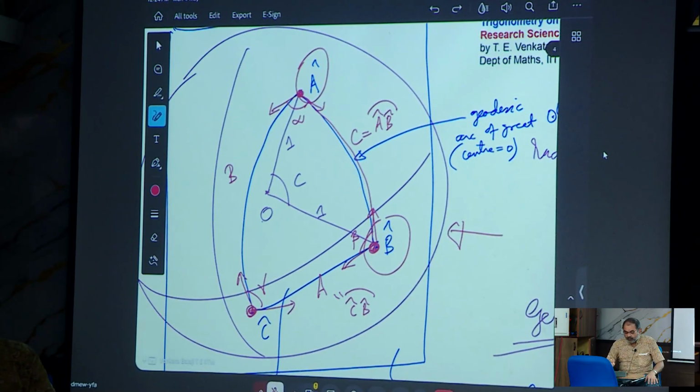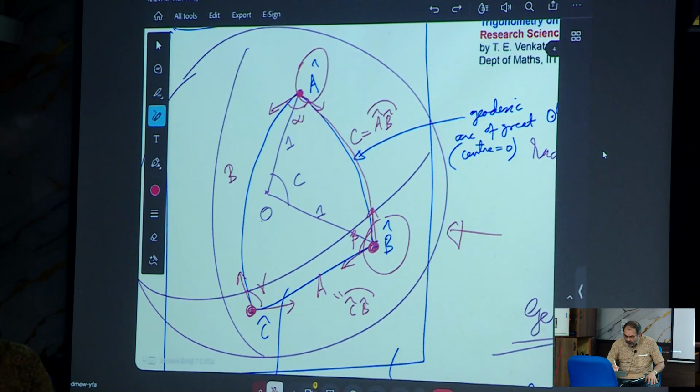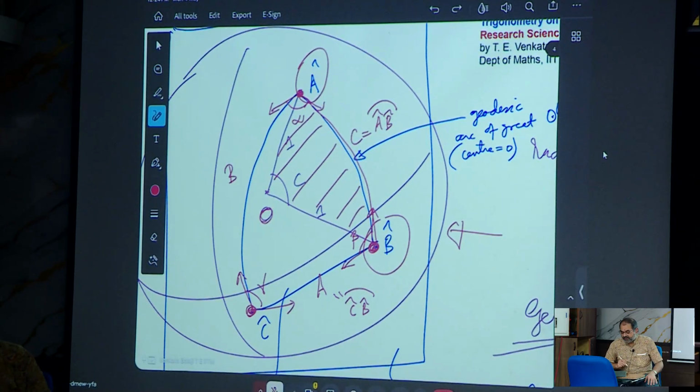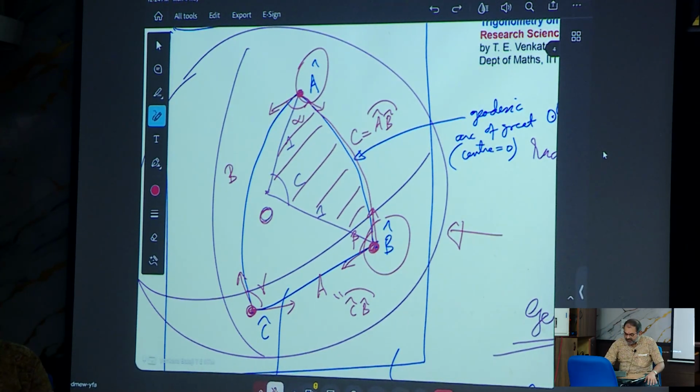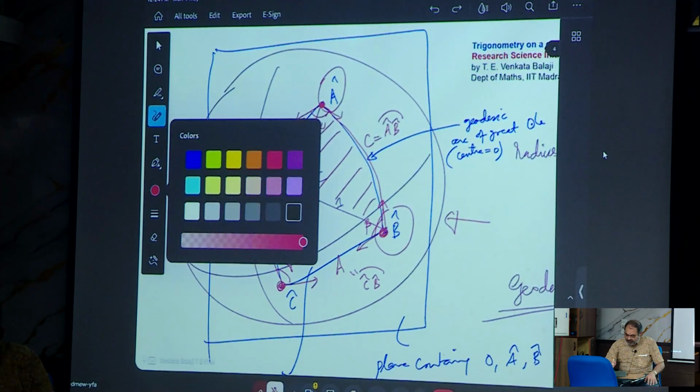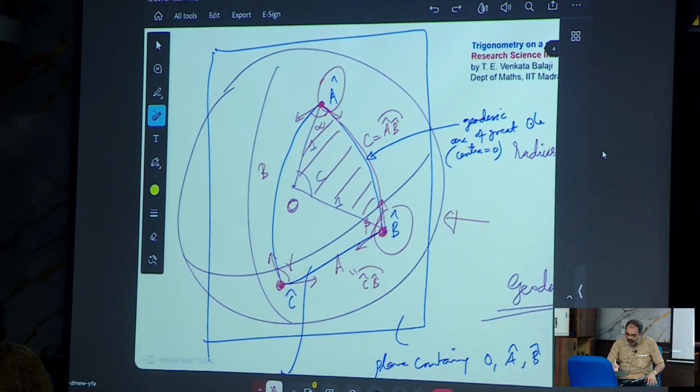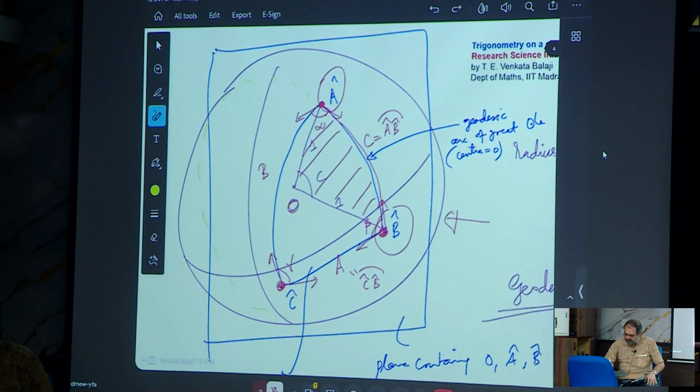So you take this great circle joining A hat and B hat. How do you get that? There is O, which is the center of the sphere, and then there is this plane which contains O, A hat and B hat. That plane cuts the sphere into 2 hemispheres, and you get a great circle. So the great circle is going to go on like this. So this is a great circle, right? Passing through A hat and B hat, which is given by this green line.